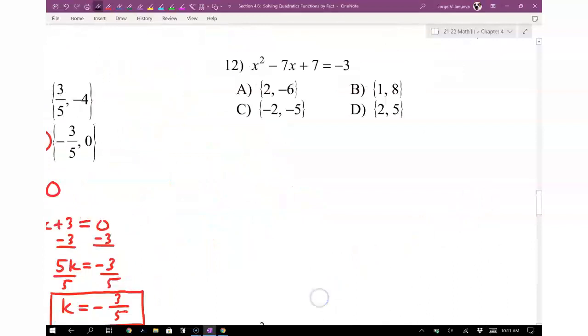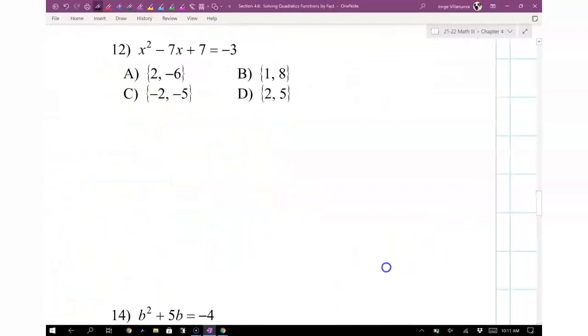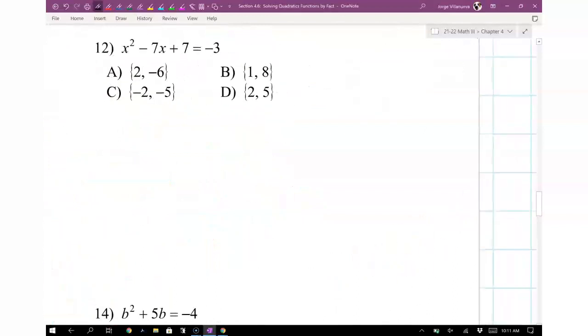So let's look at question number 12, like I told you guys. If I want to make it equal to 0, what do I do with that minus 3? What should I do to both sides? I think someone said it. Say it louder. Add it. Thank you. So let's go ahead and add it.